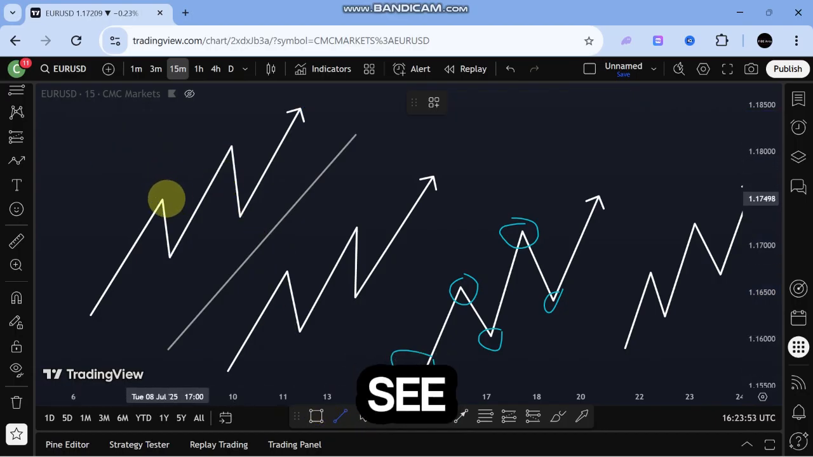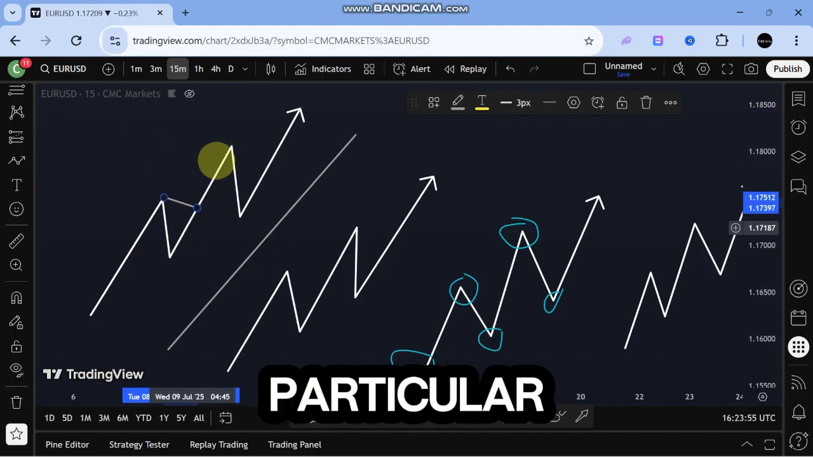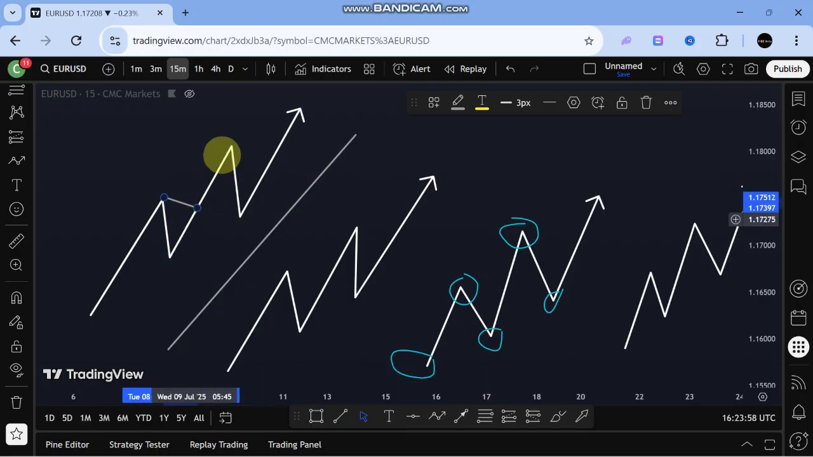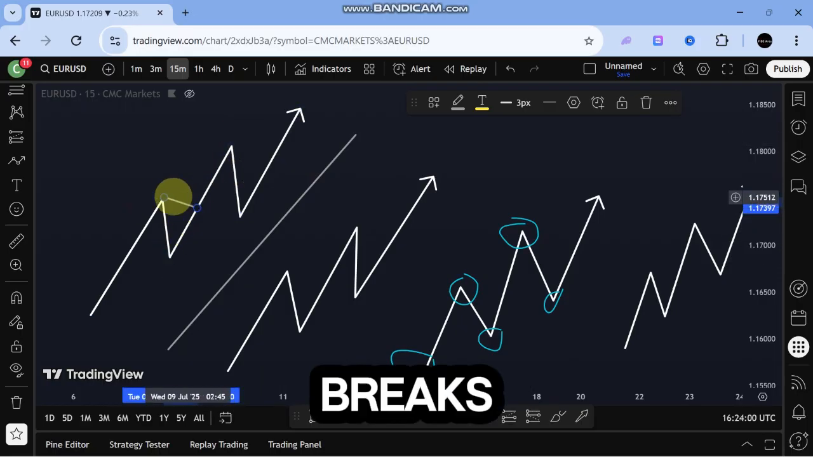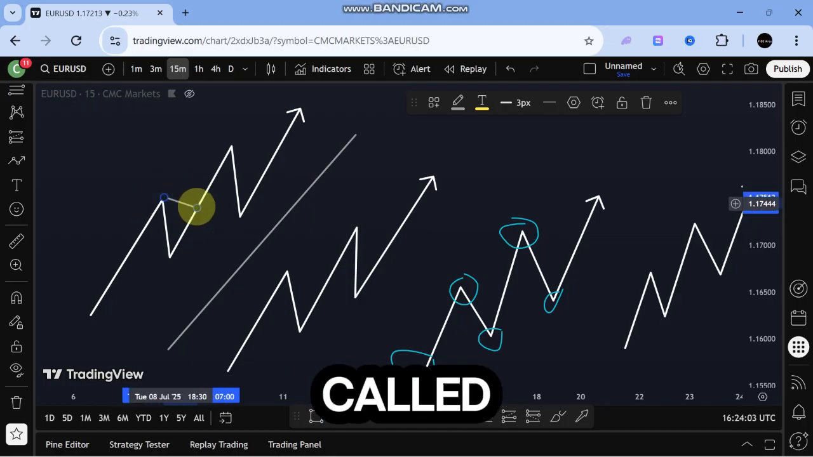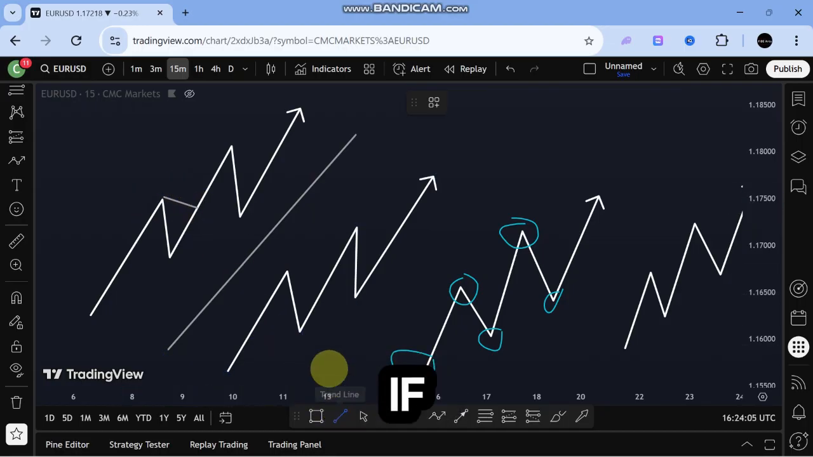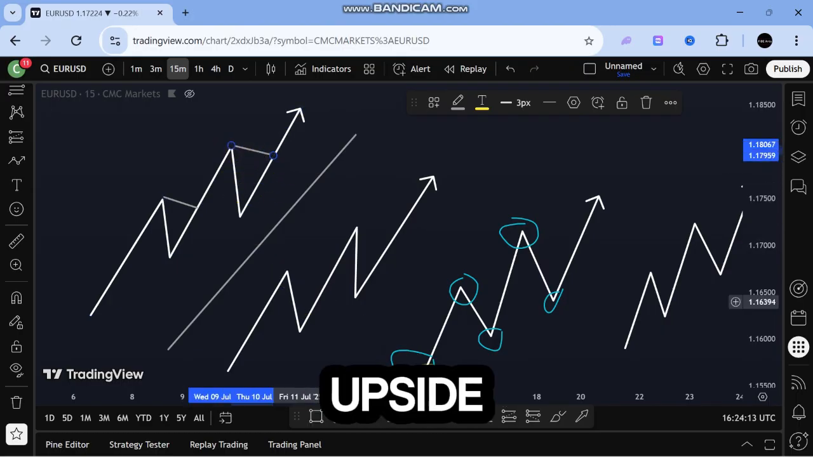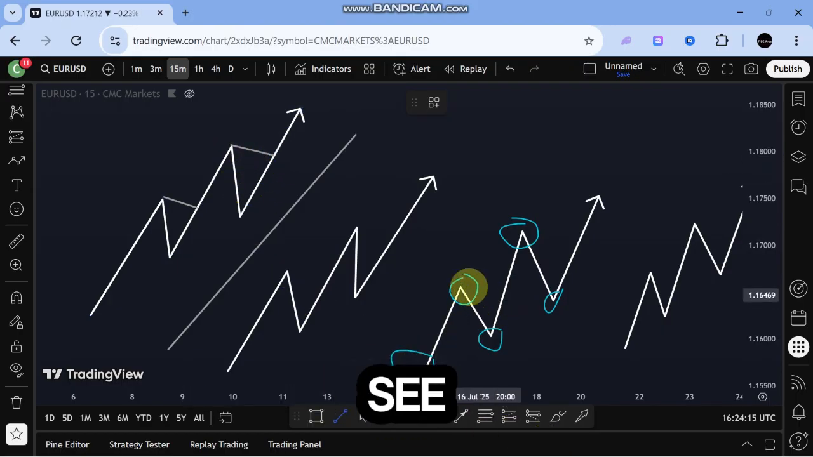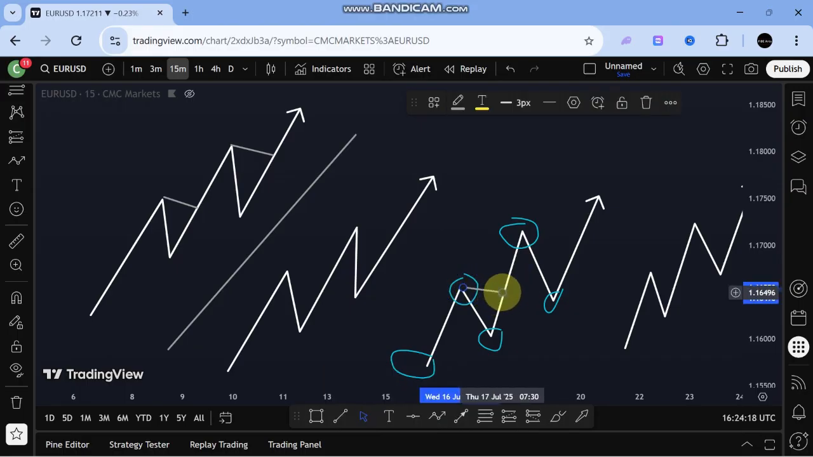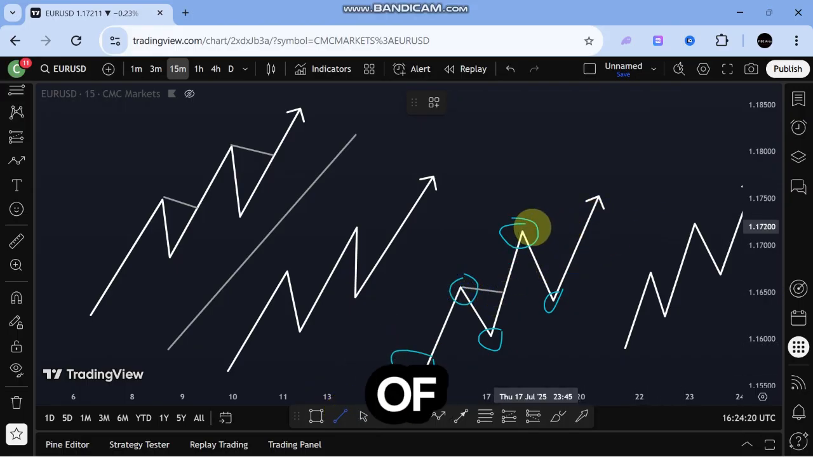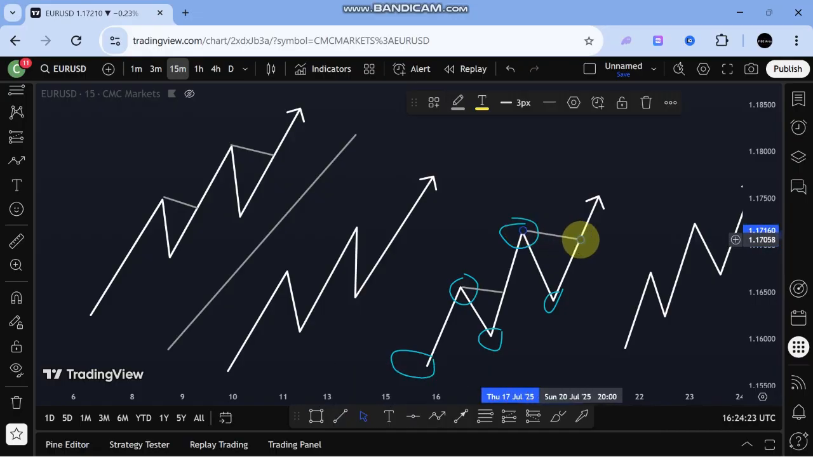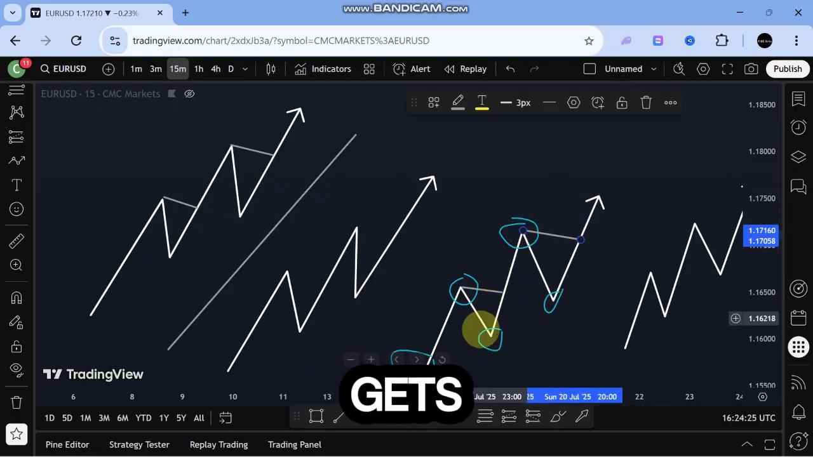If you can see in this place, this particular impulsive move breaks above the previous high, and it's called break of structure to the upside. And if we check, this particular impulse movement also goes above this previous high, and this is called break of structure to the upside. If you also look at this, there's a break of structure to the upside, and here there's also a break of structure to the upside. So you are seeing that the impulsive movement is breaking the previous highs. It is called what?